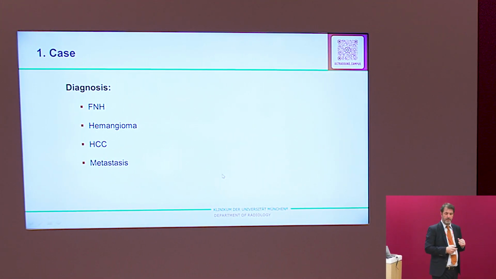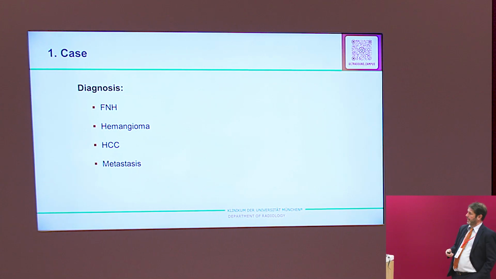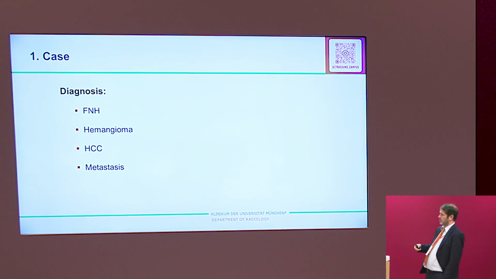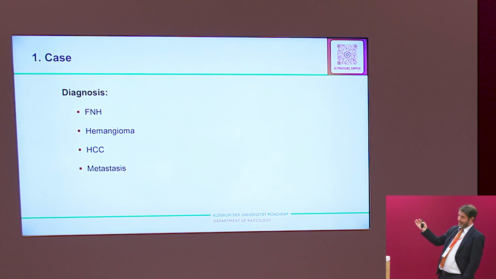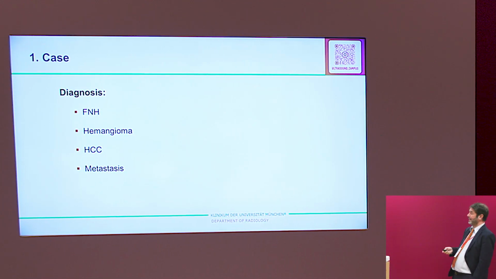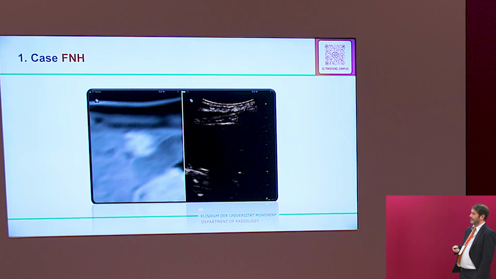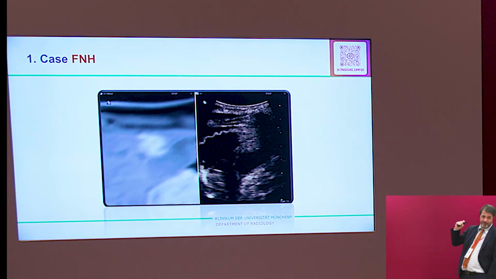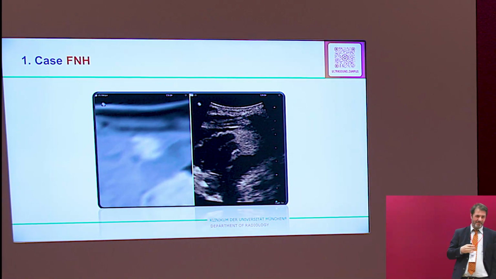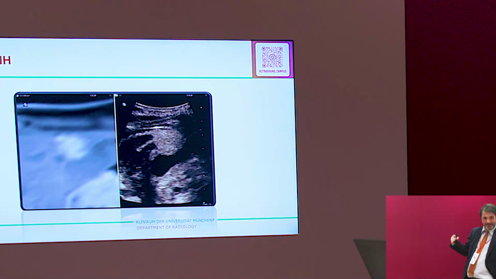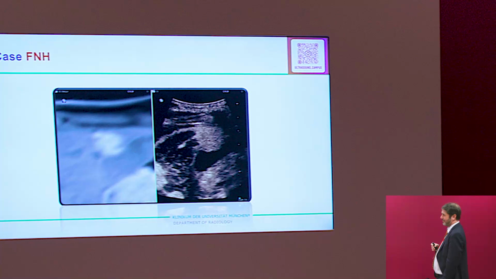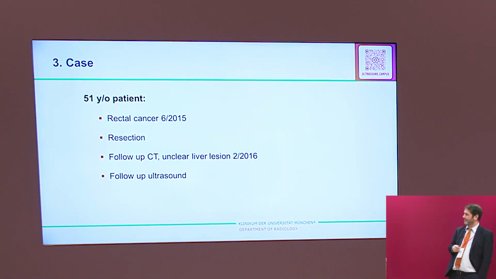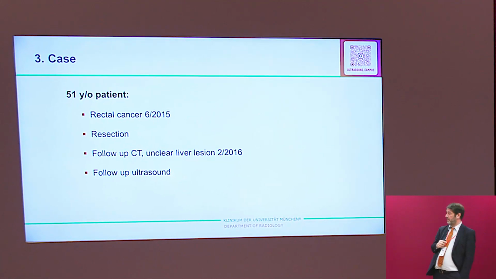Okay, now I have a couple of cases, and you have to think about, is this an FNH, is it a hemangioma, is it an HCC or liver mets? So it will be more interactive. Probably you will say, yes, it is an FNH, because I already told you the story. But there will be a couple other cases where it is not so easy, so you understand the game, the rules. Okay. This is a 51-year-old patient.